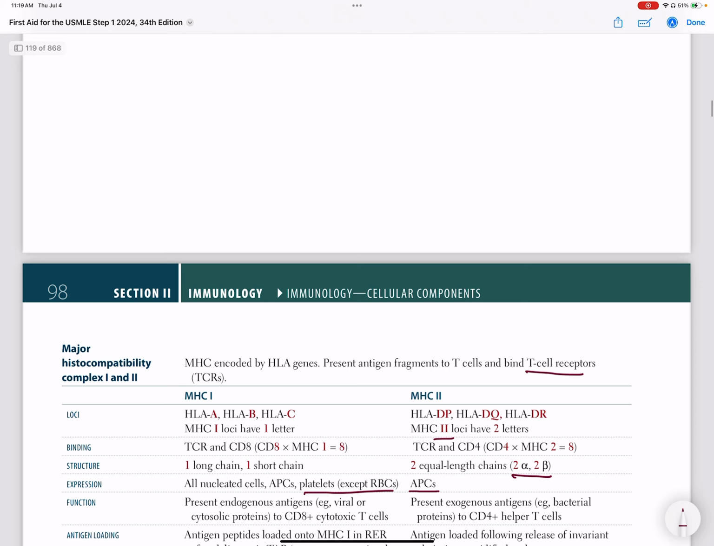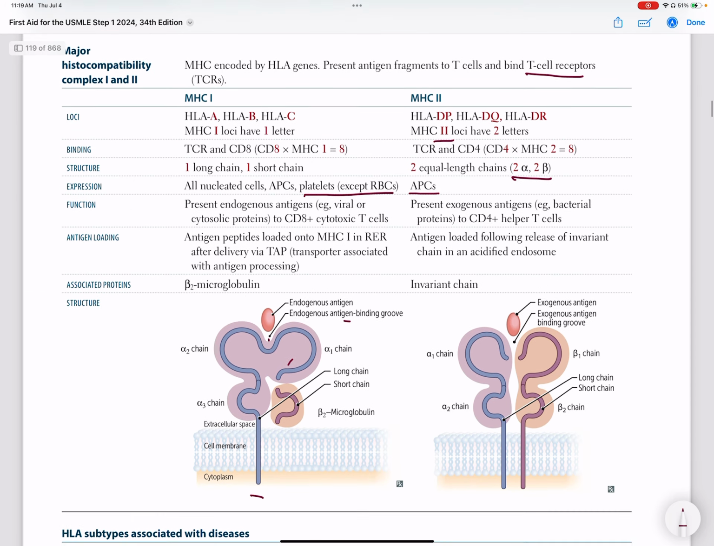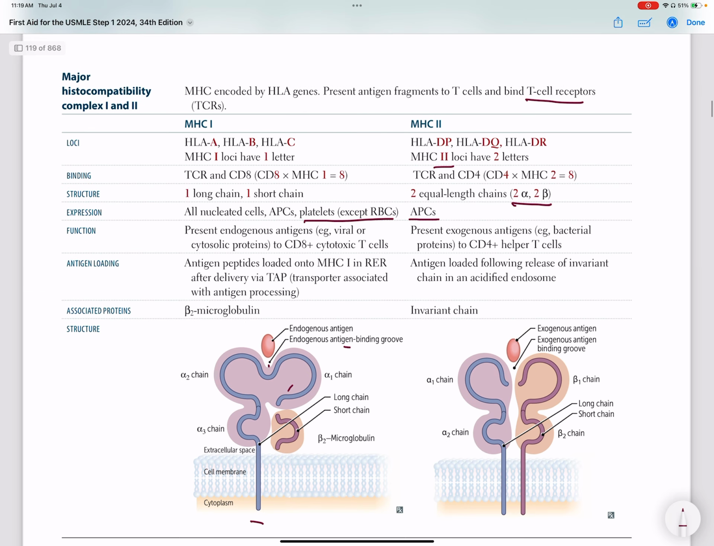Okay, next we have the major histocompatibility complex 1 and 2. MHC is encoded by the HLA gene, and binds T cell receptors, or TCRs. MHC1 and MHC2. MHC1 is HLA-A, B, C: one locus has one letter. MHC2 is DP, DQ, DR: two loci have two letters.